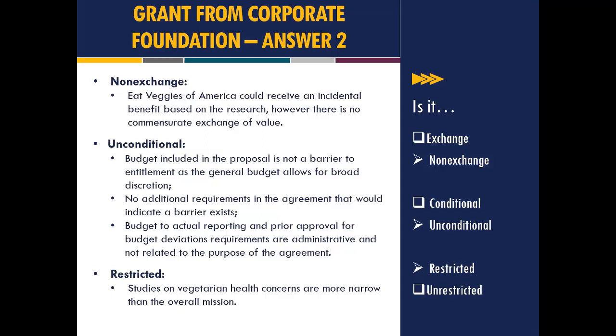As we talked about, those administrative type items like a budget or looking at that budget to actual reporting and things like that are not related to the purpose of the agreement and not meeting the requirements of being a barrier. This would fall under being a restricted contribution. Again, the studies on vegetarian health concerns are more narrow in focus than the overall mission.